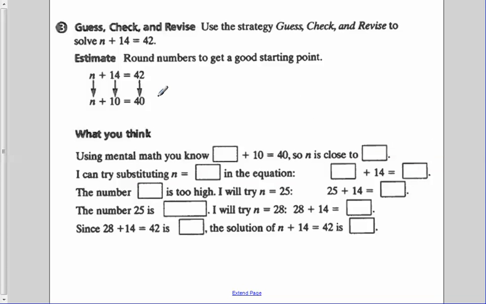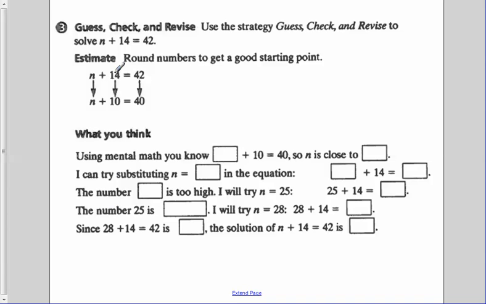All right, using guess and check and revise. So guess and check, and if it's not right, then you revise it. You go back and fix. If it's correct, then you don't go back. You just keep moving on. So we're going to estimate. We're going to round. So rounding numbers gets a good starting point, using compatible numbers to make it easier.